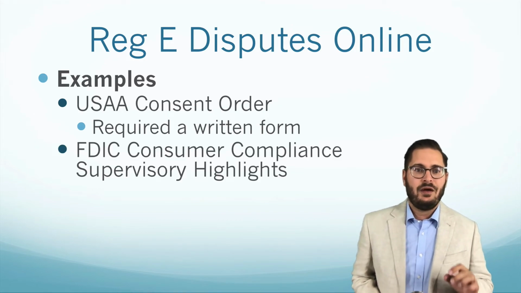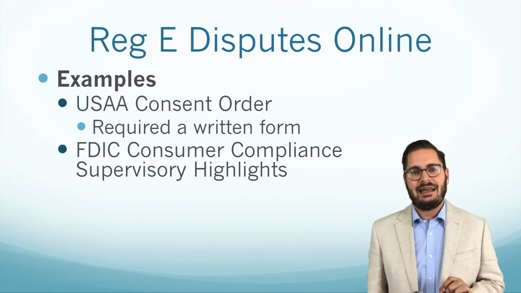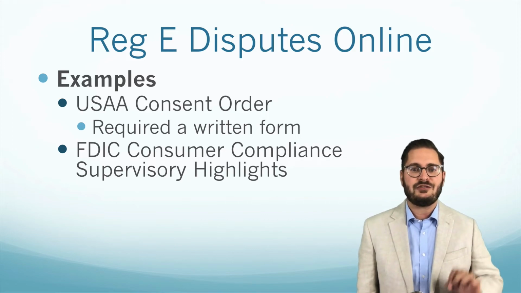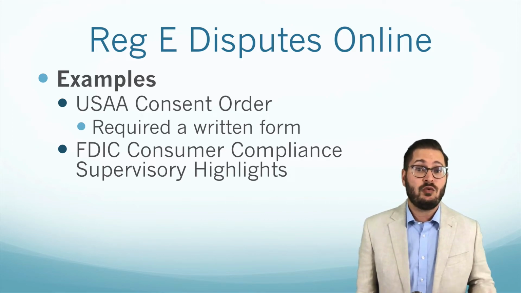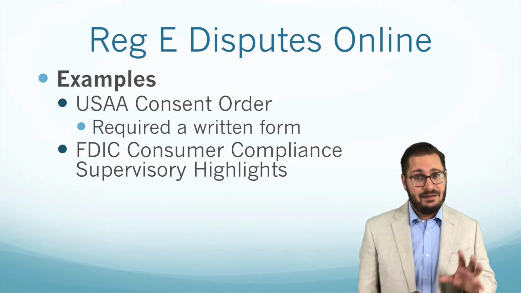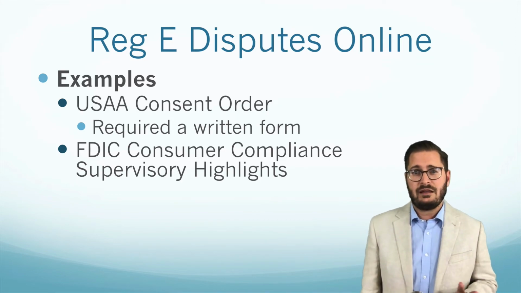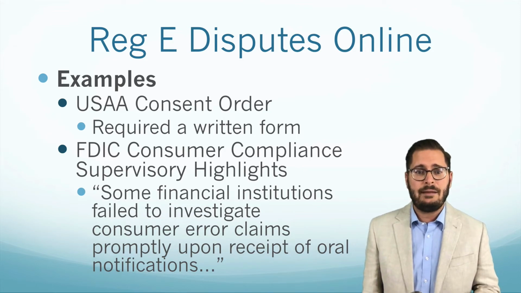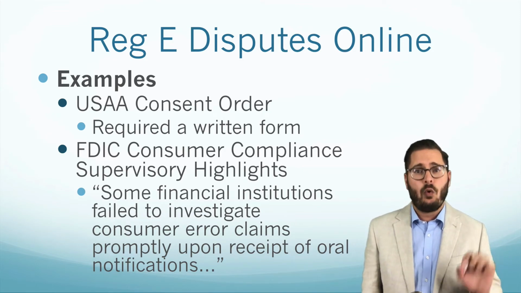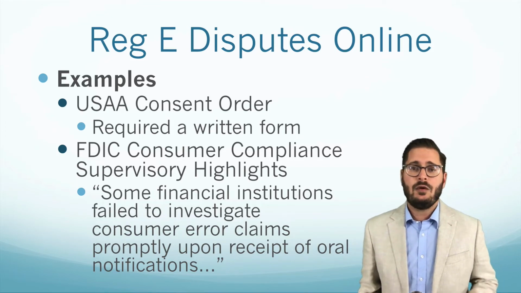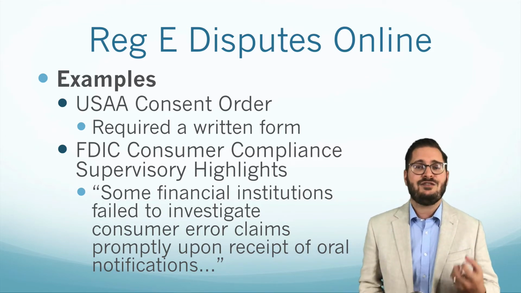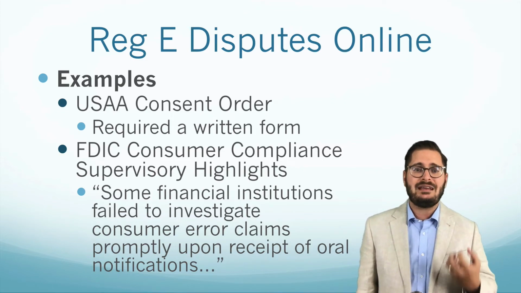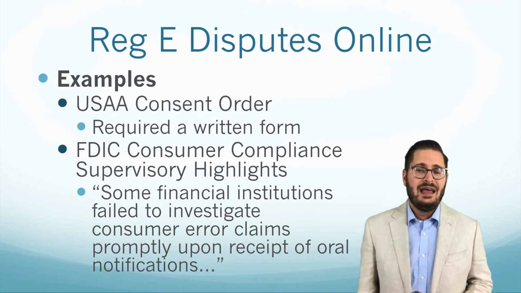Also, another example was the FDIC recently came out with guidance in their Consumer Compliance Supervisory Highlights, which was released in June of 2019. And in this document, they mentioned several things that were problems with Regulation E, but one of the things they said was some financial institutions failed to investigate consumer error claims promptly upon receipt of oral notifications. So in other words, when an oral notification came in, these financial institutions were not properly conducting their investigation and therefore were found to violate Regulation E.